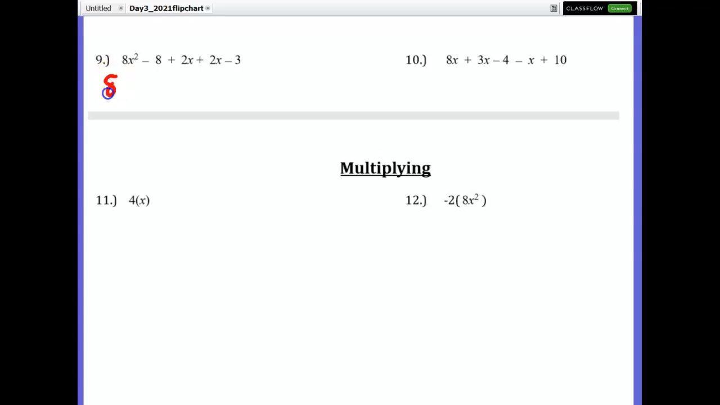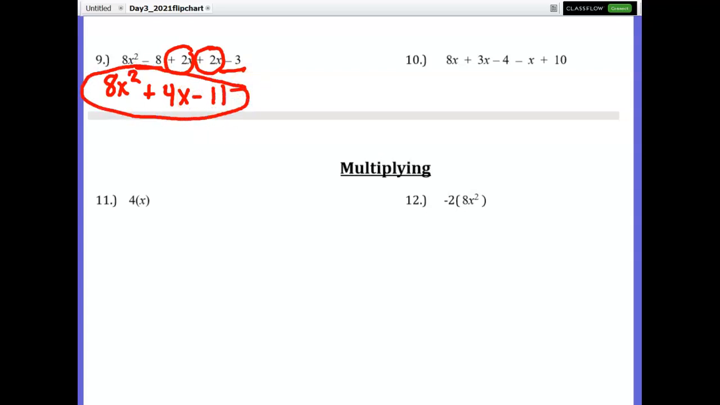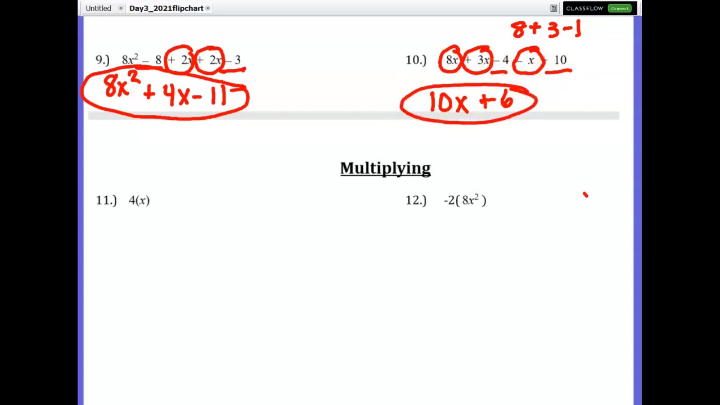All right. So this one would be 8x squared. There's nothing to combine that with, but I do have a 2x and a 2x, so I have 4x, and then I have a negative 8 minus 3 is minus 11, so I get a negative 11. All right, here we've got 8x, we've got a positive 3x, and then we also have a negative 1, so that's like saying 8 plus 3 minus 1, so that's going to give you 10x. And then you have your negative 4 plus 10, so negative 4 plus 10 is 6. So hopefully you got those two answers.